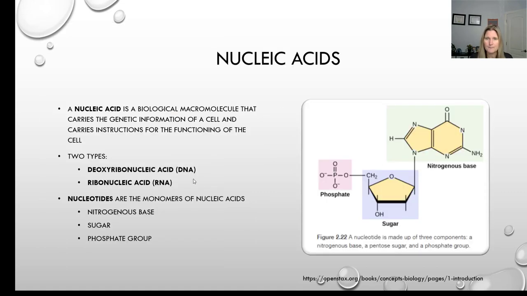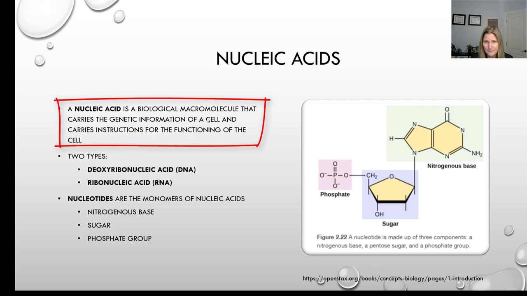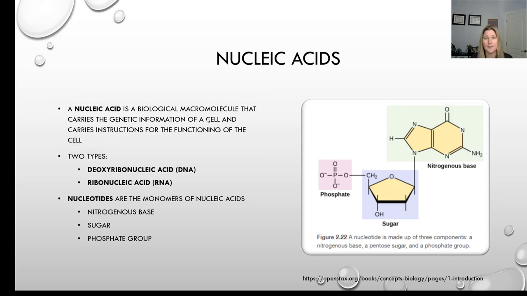All right, so now we're on to the last of our macromolecules, the nucleic acids. The nucleic acids are biological macromolecules that carry genetic information. They also could carry the instructions to build things within a cell.